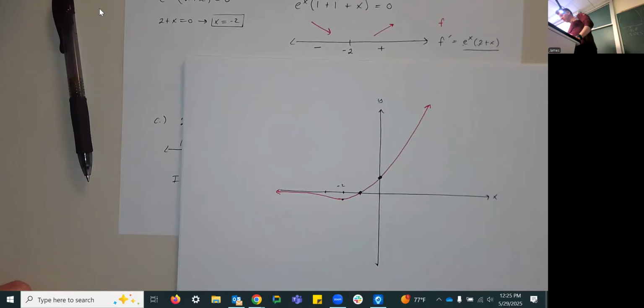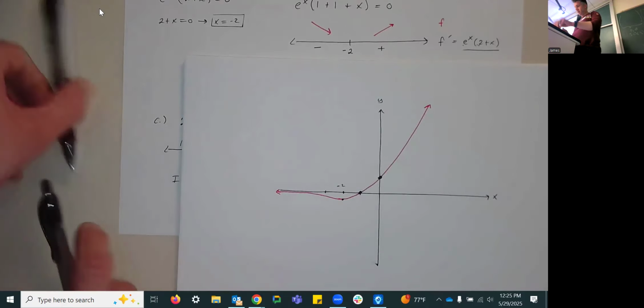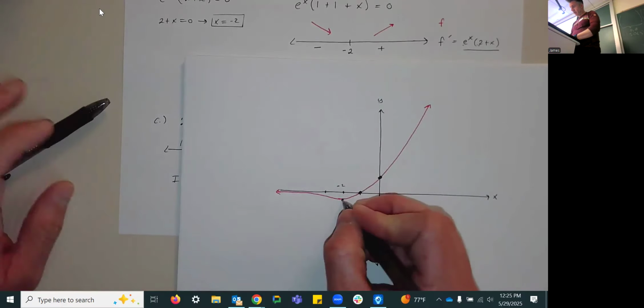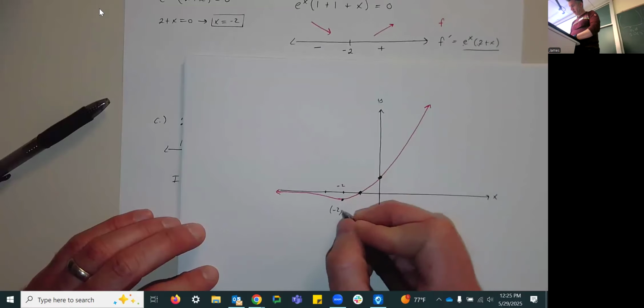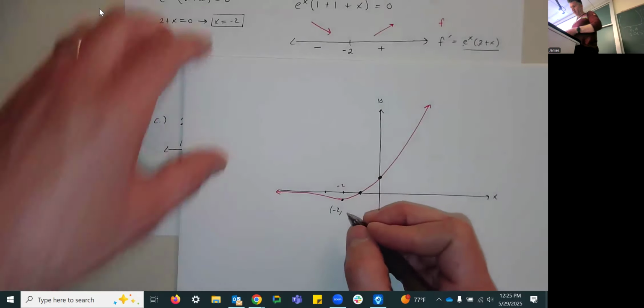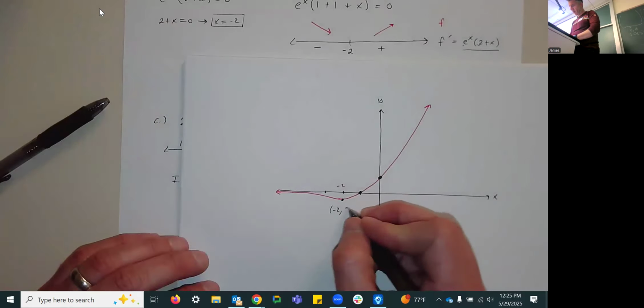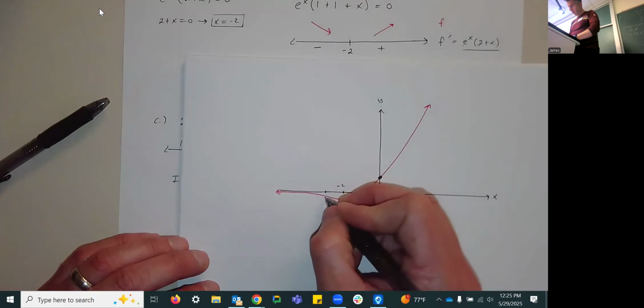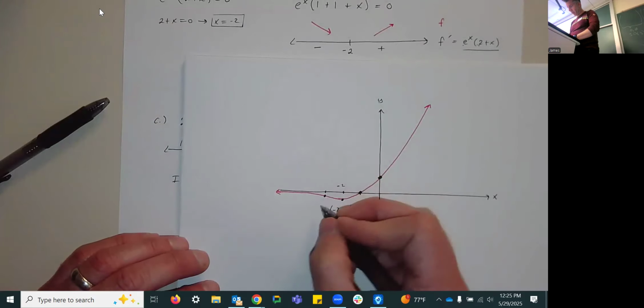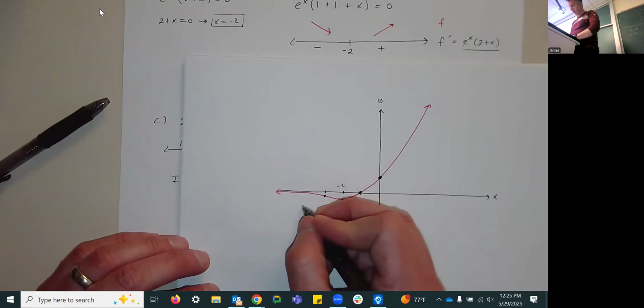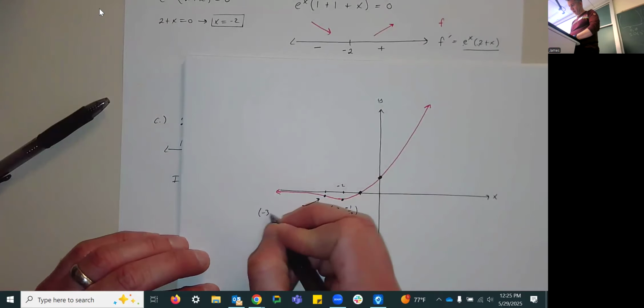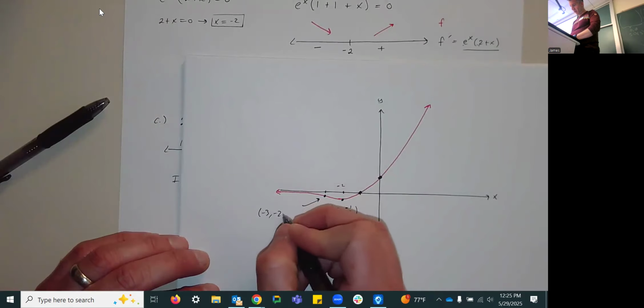So I would probably choose to label these points. This here is -2 comma, I believe I said it was 1 over e squared, -1 over e squared, sorry. And this point here, which is my inflection point, is whatever we just said it was. -3 comma, I think it was -2 e to the -3rd.